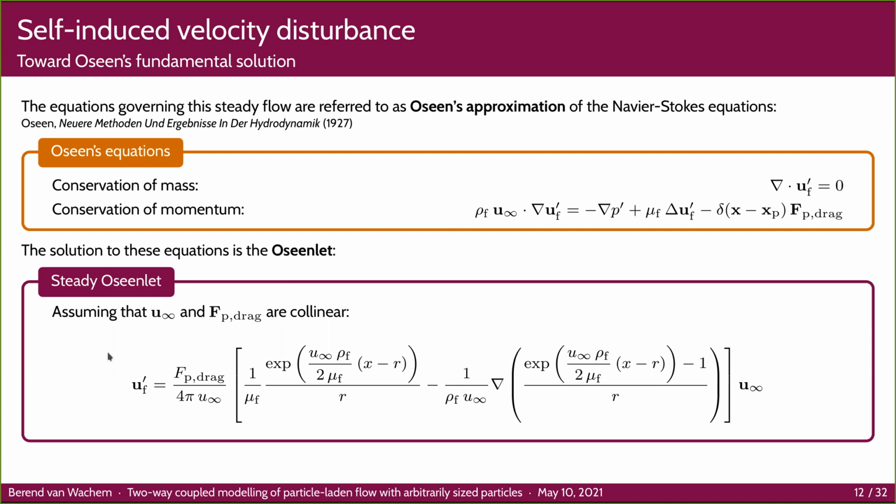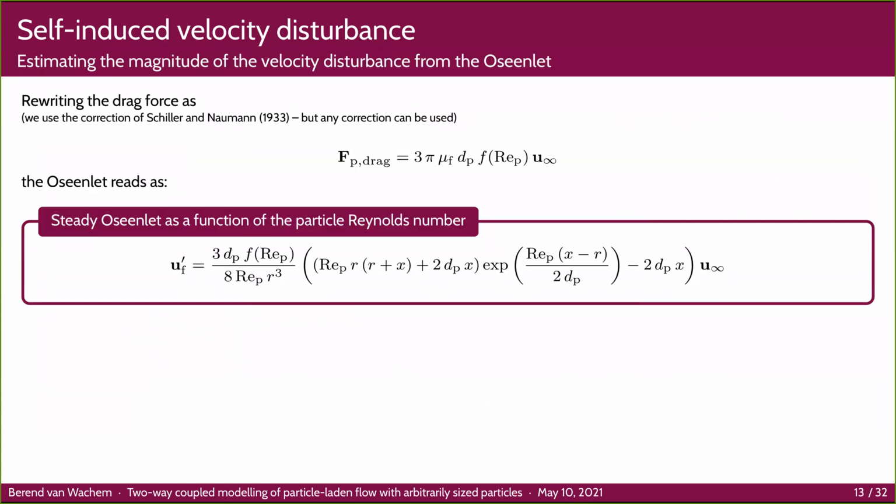And for the Oseen approximation, we can actually find an expression, which is quite a complicated expression. I don't want you to focus on all the terms, but I can just say that our disturbed velocity is proportional to the drag divided by 4 pi u infinity, times the vector of u infinity with two exponential terms expressed in the terminal velocity u infinity and the difference between the x component minus r. Then we divide the whole thing by r. And this is what we call an Oseen-let solution. So this assumes that, of course, the u infinity and the drag force are collinear, which is usually the case.